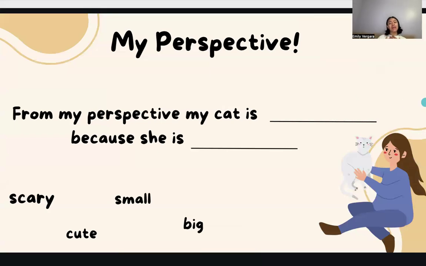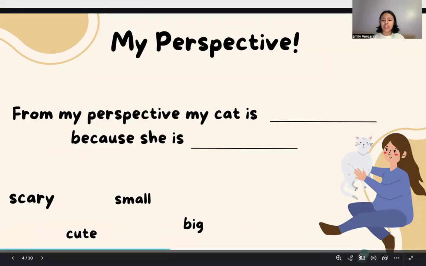Okay, so I'm going to be using my cat as an example. So I'm going to be using these sentence builders to help me create a sentence explaining my perspective on my cat. So our sentence builder reads, from my perspective, my cat is blank because she is blank. Now, my word bank consists of the words scary, cute, small, and big. Now, this picture, while it's not me, it really represents how my cat seems to me.